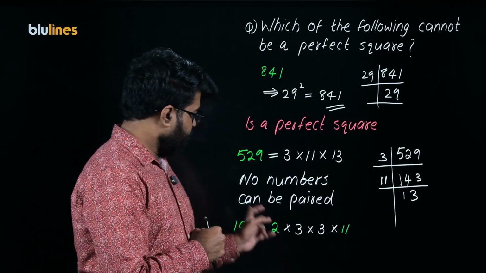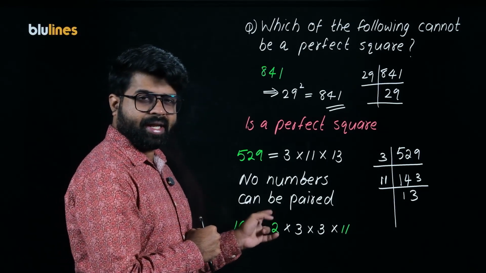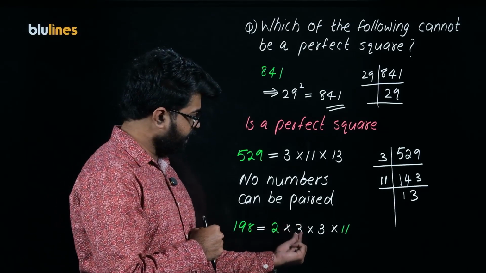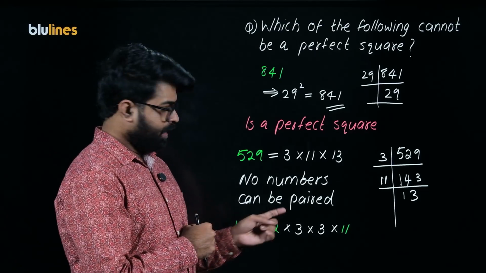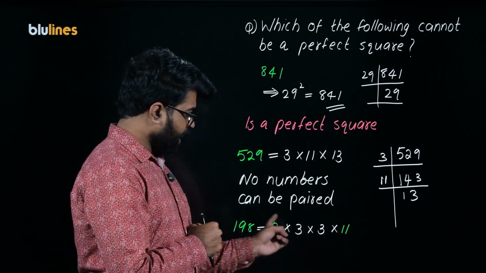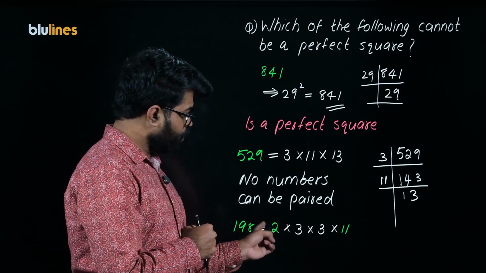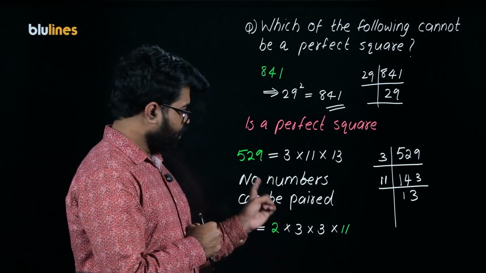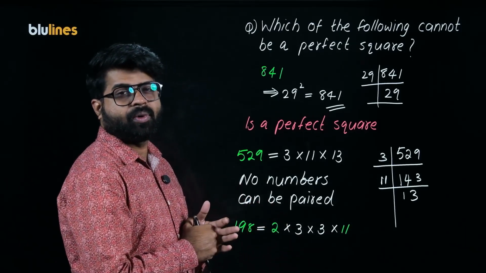So next one, 198. 198 can be expressed as 2 multiplied with 3 multiplied with 3 multiplied with 11. Here we can pair 3, but we lack our pairing opportunity for 2 and 11. So 198 is also not a perfect square.